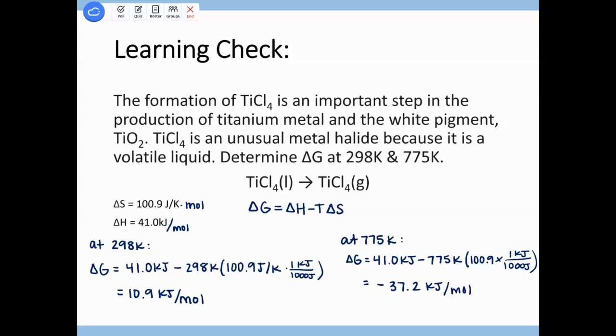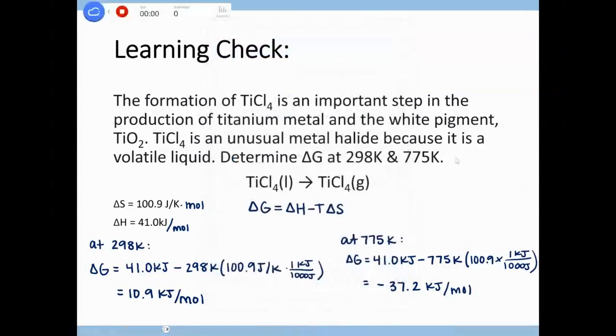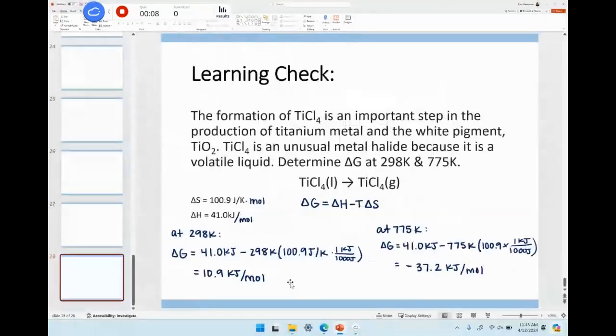Other questions here? Okay. We are doing review for the end of class. We finished chapter 18. Woohoo. Let me start the quiz. So the first question is to balance an equation. I think it's a combustion reaction if I remember correctly.